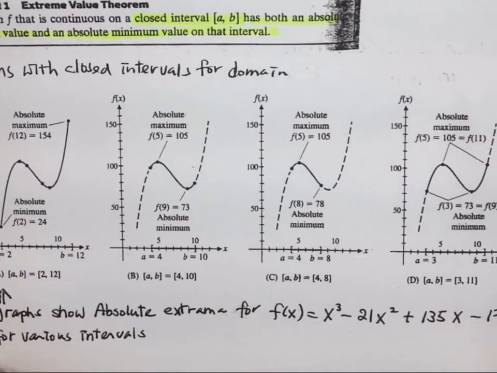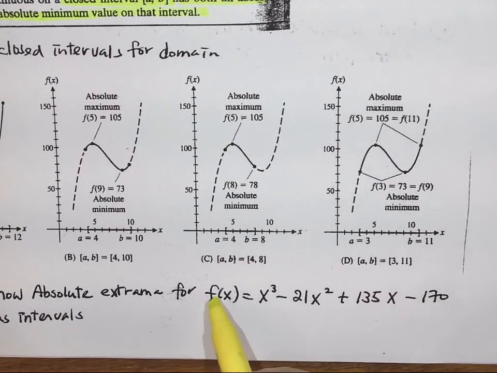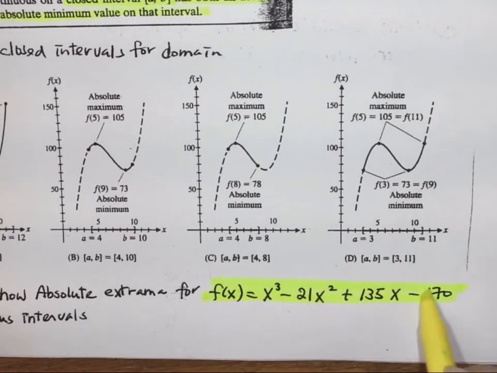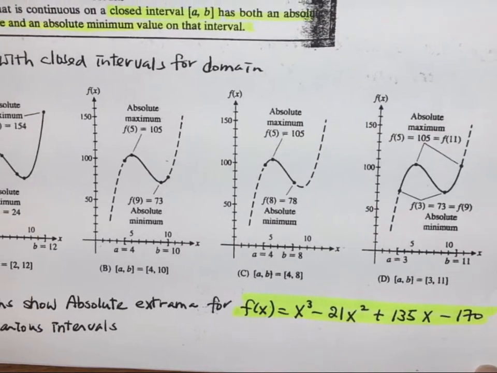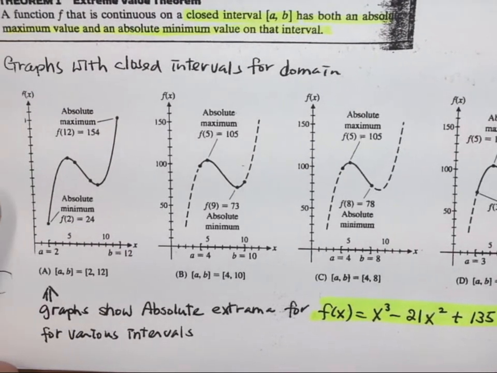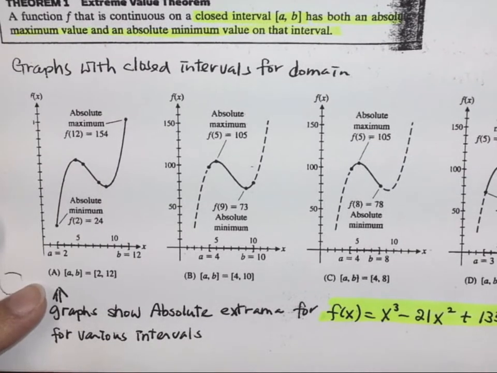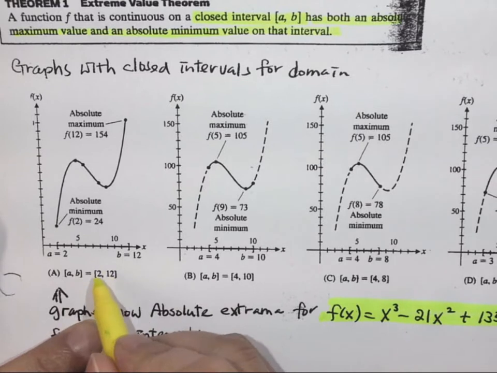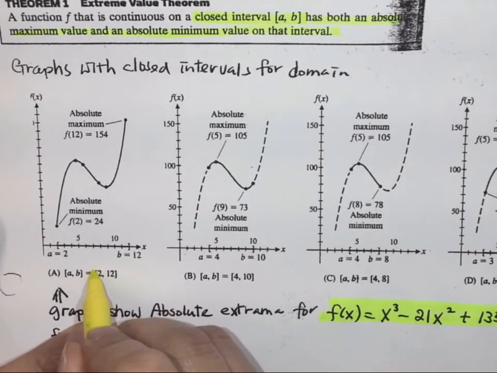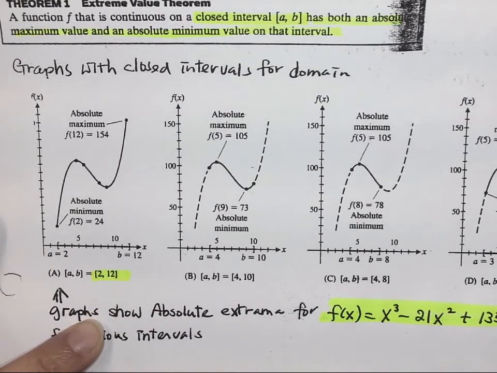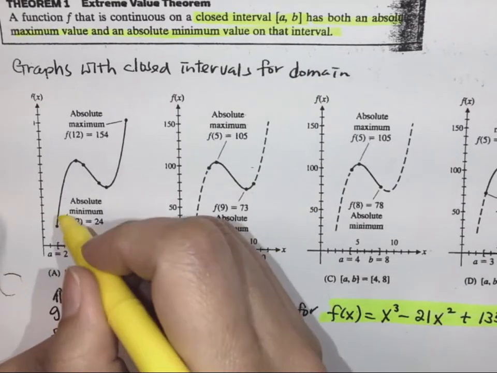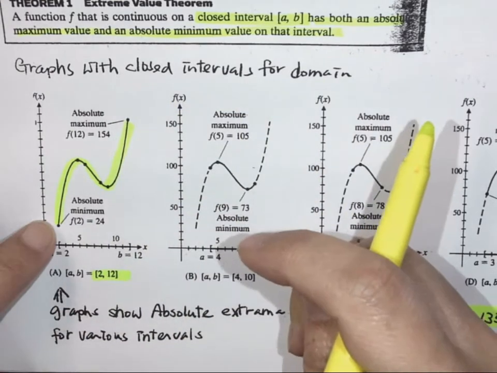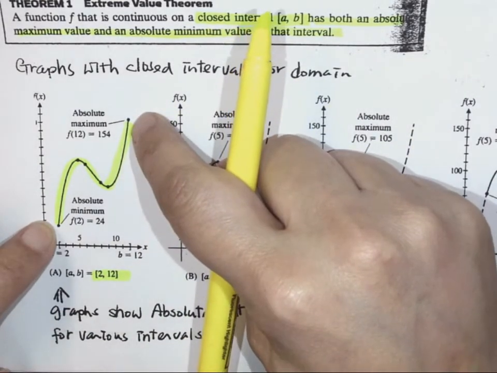So what happened is all four of these graphs are based on this degree 3 function. So they have the same graph. The only difference between the four of them is they cut the graph in a different interval. So the first one, we are focusing on between x equal to 2 and x equal to 12. So they have two endpoints, right? They start from x equal to 2 to x equal to 12.